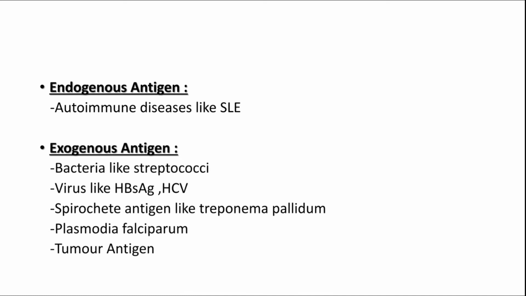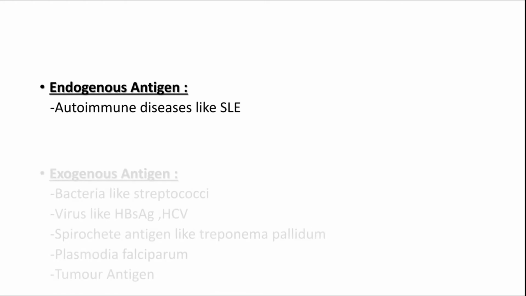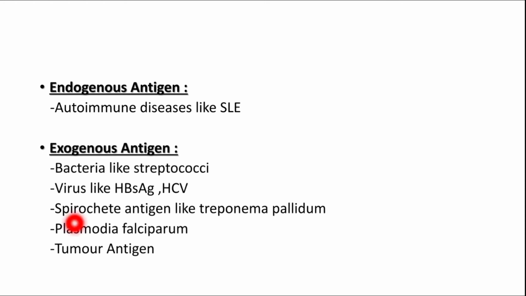Now, as we have discussed, the antigen could be endogenous or exogenous. Endogenous means the antibody will form against the DNA of the body's own cells. The classical example is systemic lupus erythematosus, while exogenous antigens could be bacteria like streptococci, viruses like hepatitis B and C virus, spirochetal antigen like Treponema pallidum, which leads to syphilis, Plasmodium falciparum, which leads to malaria, and tumor antigens. These all can act as exogenous antigens against which antibody can form.